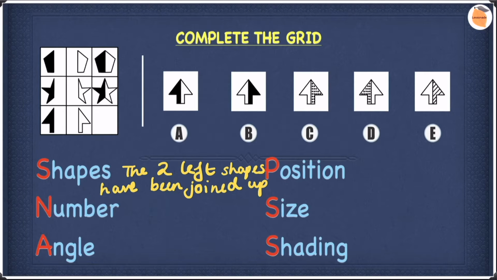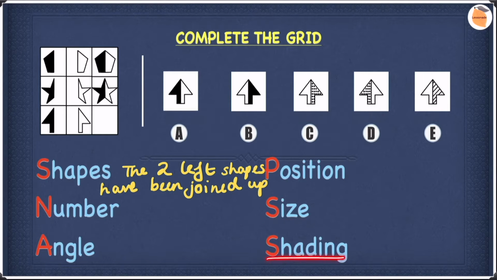In terms of number, we don't have any number because the number of shapes on one grid stays the same. Let's move on to angle. There is no angle since none of the shapes are rotated. Let's move on to position now. Even if you do find something about position, if you look at the multiple choice, all the shapes are at the same position in each grid. Let's move on to size. They're all the same size, so that doesn't work.